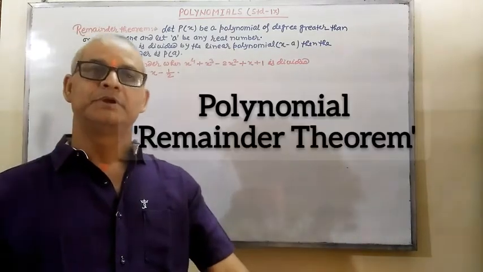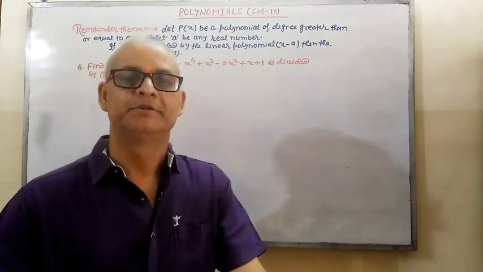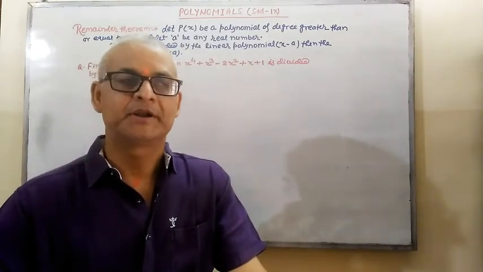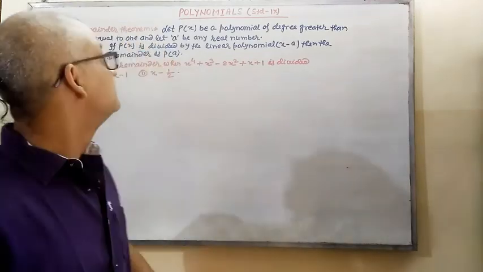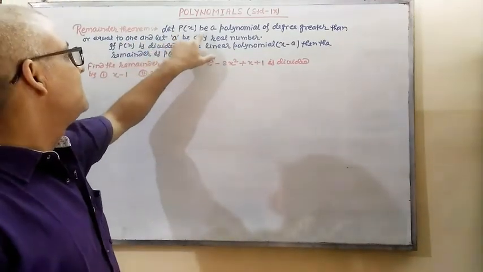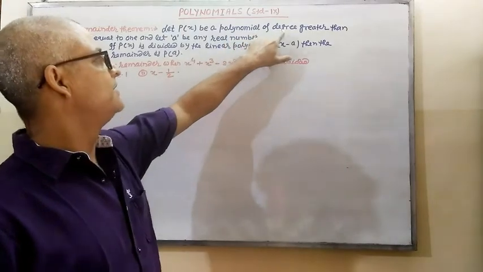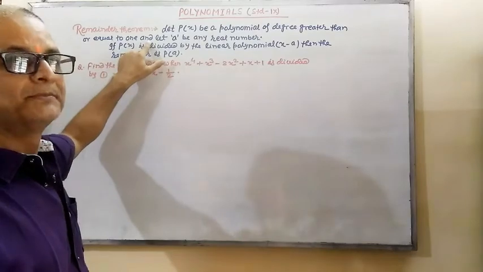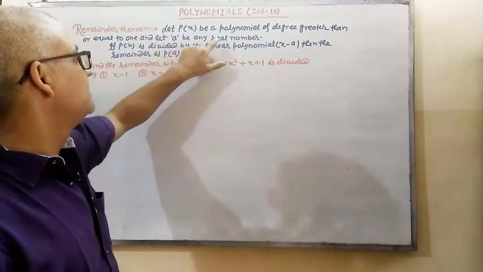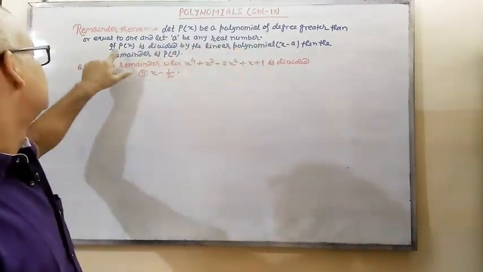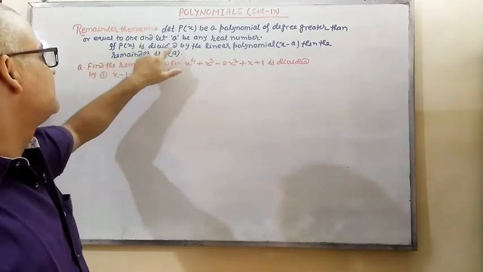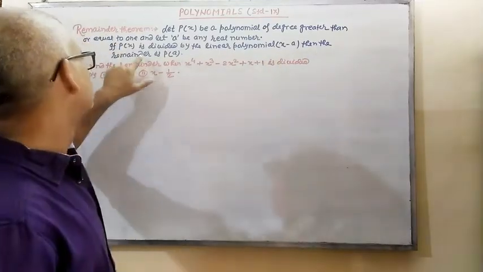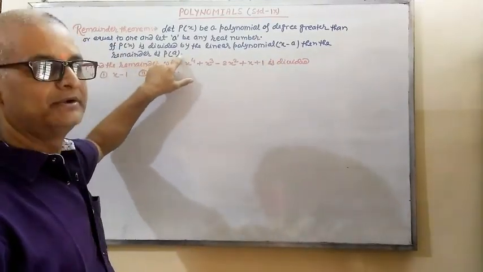Now, in 9 polynomial, the next part is remainder theorem. Remainder theorem is: let P(x) be a polynomial of degree greater than or equal to 1 and let a be any real number. If P(x) is divided by the linear polynomial x minus a, then the remainder is P(a).